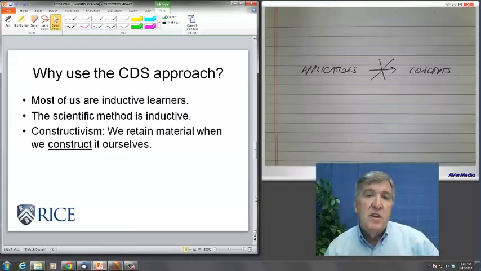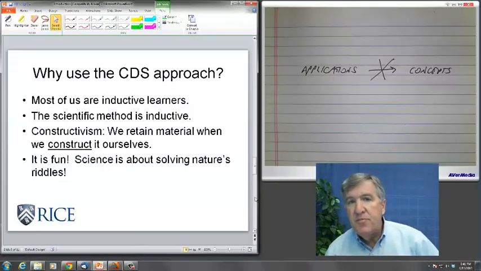In addition, it turns out there's a whole theory of learning called constructivism that says that we are far more likely to internalize, understand, and even retain our understanding of complicated material when we have constructed it ourselves. This is a constructivist approach that says that we will build the knowledge that you need to know out of general observations. And finally, and really importantly, this is fun.